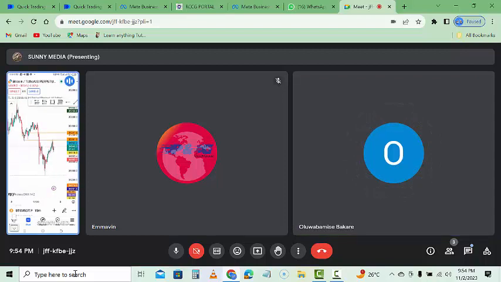The first draw which I drew there, that is a change of character because it takes out that other old high that was forming. So that's a change of character to the downside. Then after that we have a break of structure here, which clears out this range. As far as it clears out, this is change of character to the downside.